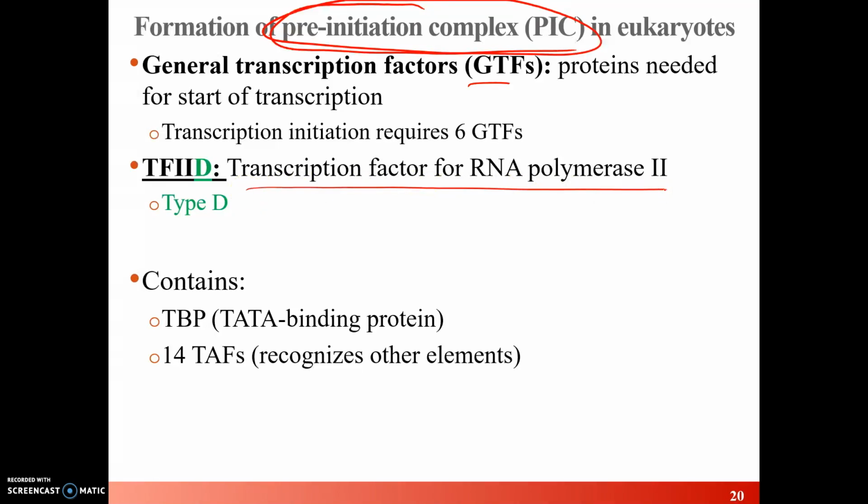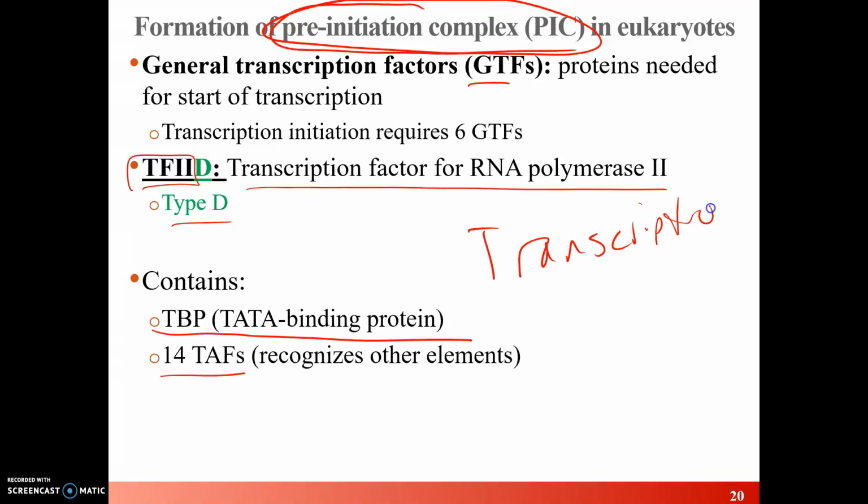Transcription for RNA polymerase 2. Remember, that's TF2, that's where the TF2 is. And then the letter D is just because it's type D. There are also TATA binding proteins from that TATA box in the promoter region, as well as some other elements that are involved. Okay, so all of these, we're looking at transcription initiation.